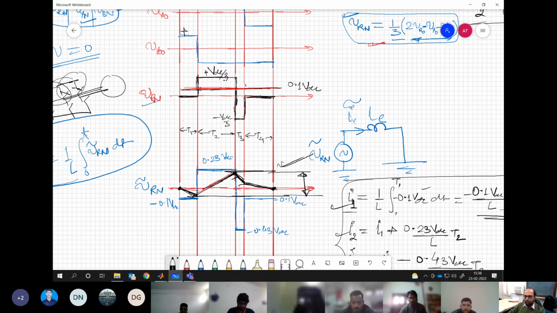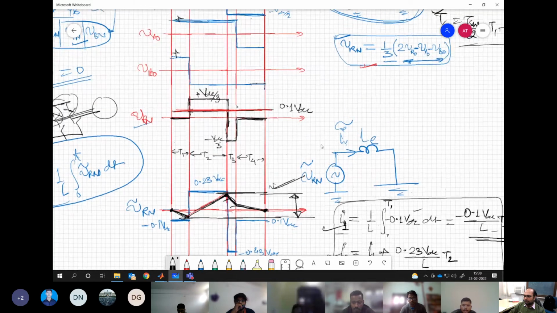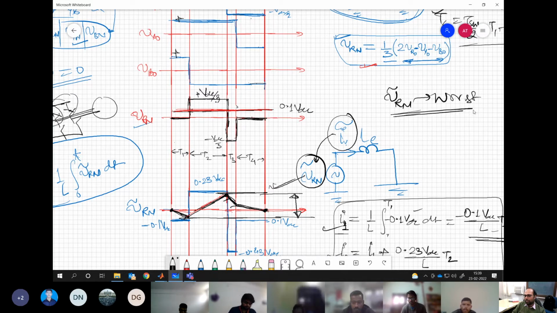Maybe now we can look for the worst case. So worst case meaning what? If current ripple is dictated by voltage ripple, you will see worst current ripple only when the voltage ripple is worst. Understanding my point? You will witness worst current ripple only when your voltage ripple is worst or highest.